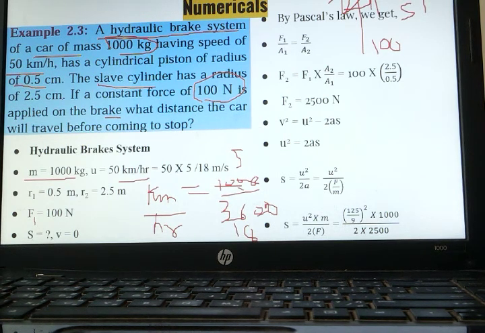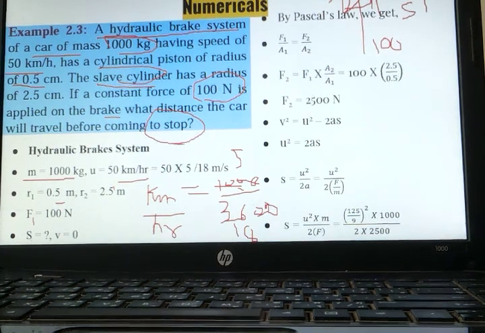So let us proceed. R1 is the radius of the cylindrical piston, that is 0.5 centimeter. R2 is the radius of the slave cylinder, that is 2.5 centimeter. Force has been applied, that is 100 Newton. We have to find the distance. And what does it state?